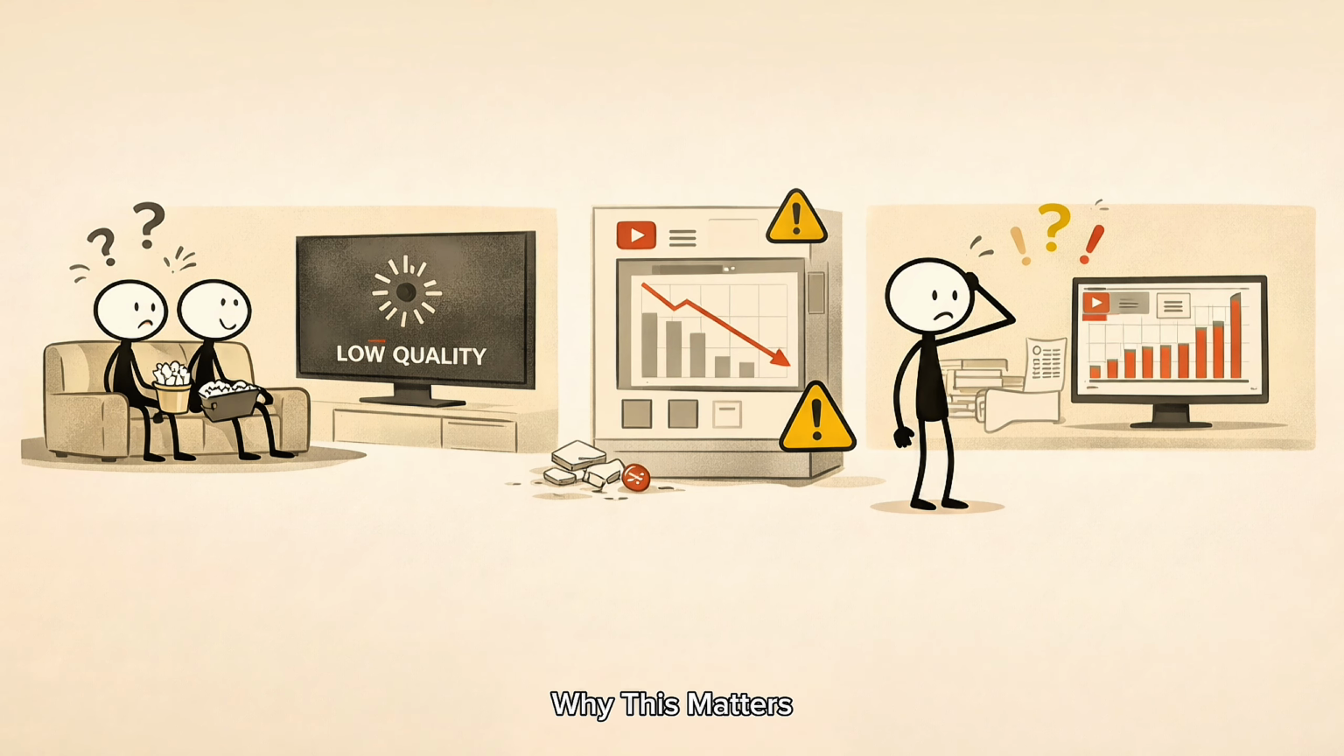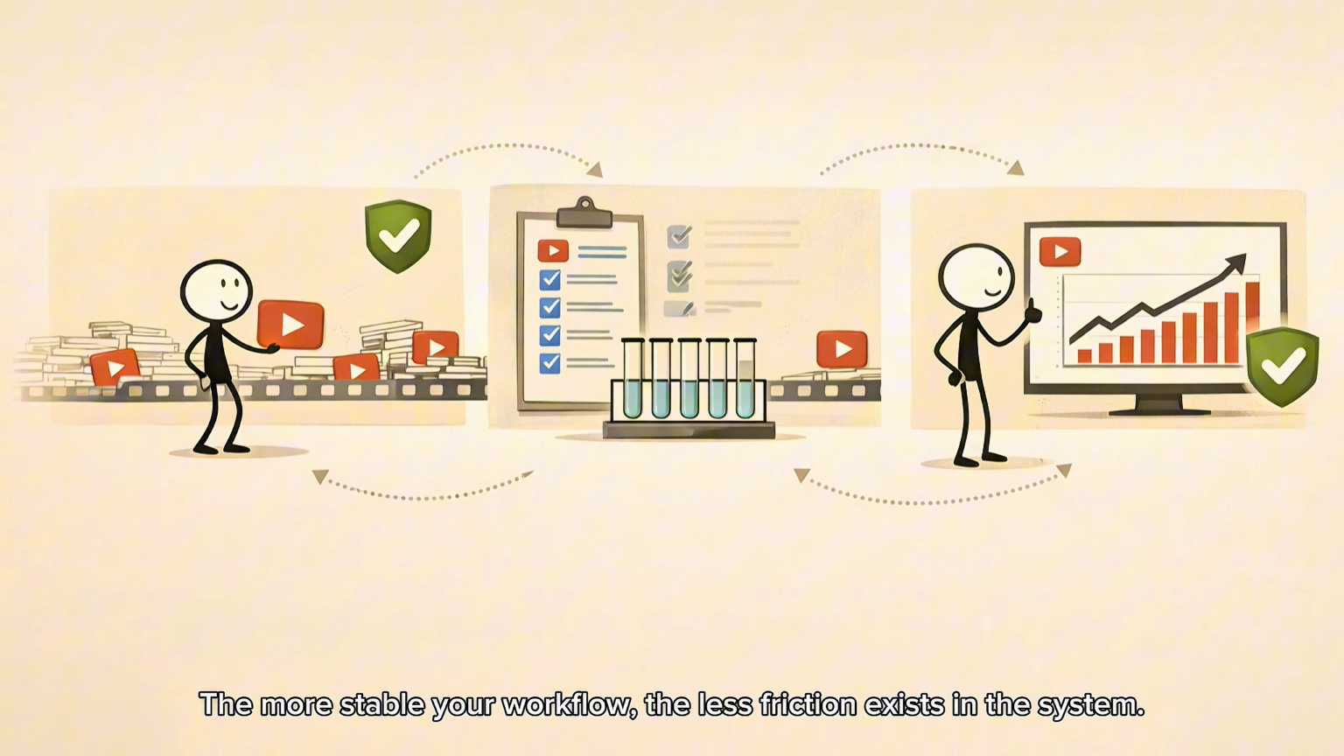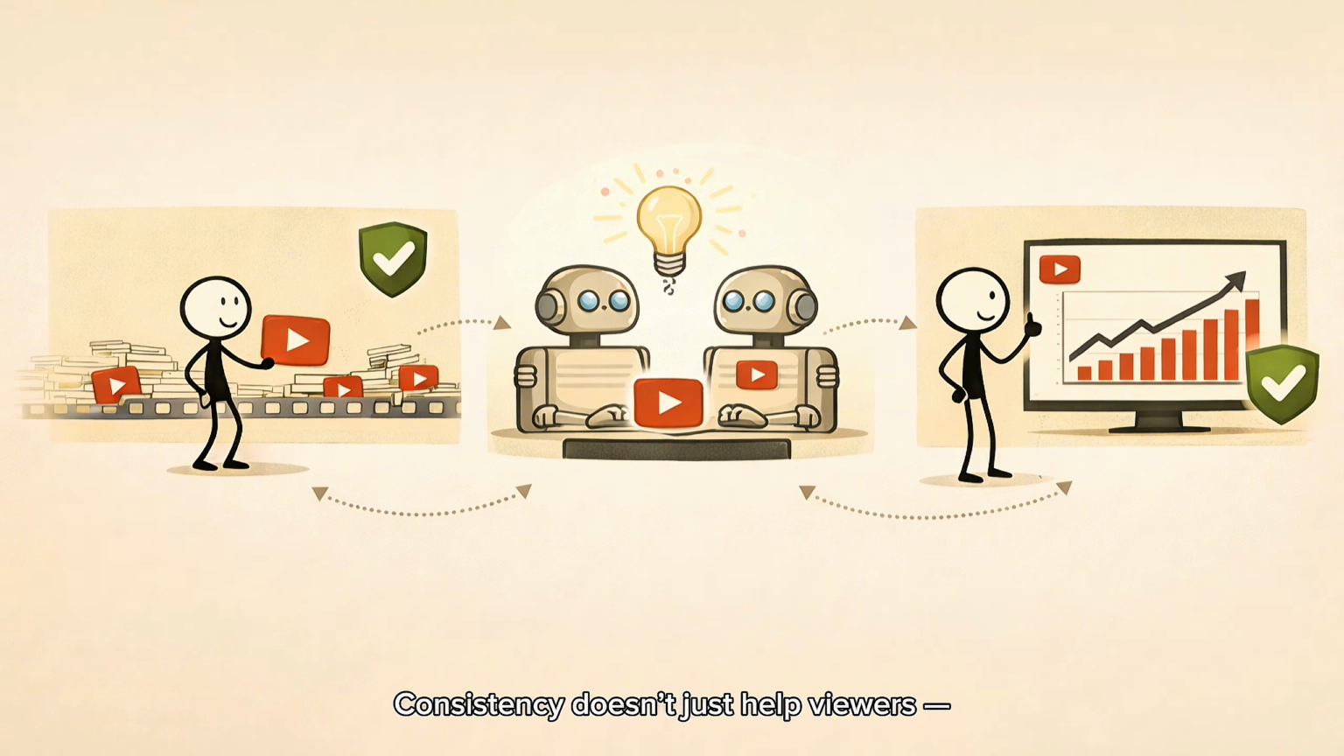Why this matters? YouTube learns through repetition. The more stable your workflow, the less friction exists in the system. Consistency doesn't just help viewers. It helps the algorithm understand you faster. And understanding is the gateway to growth.